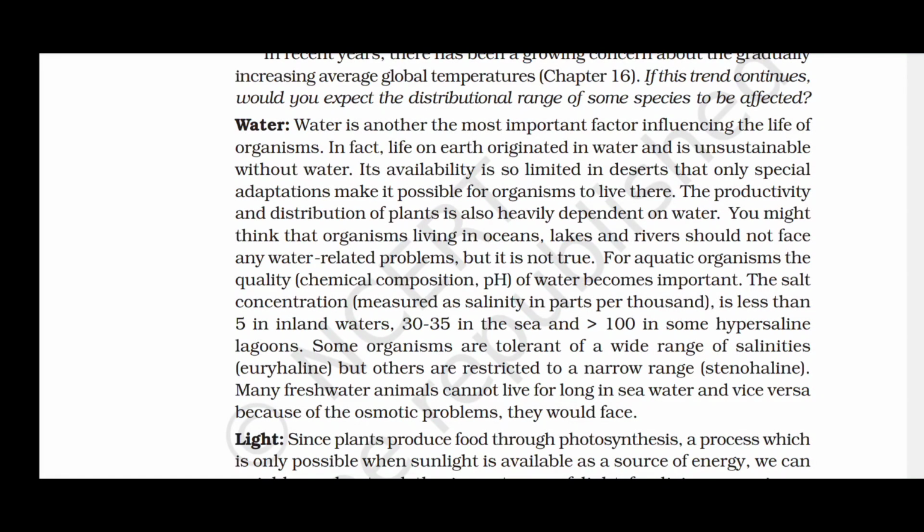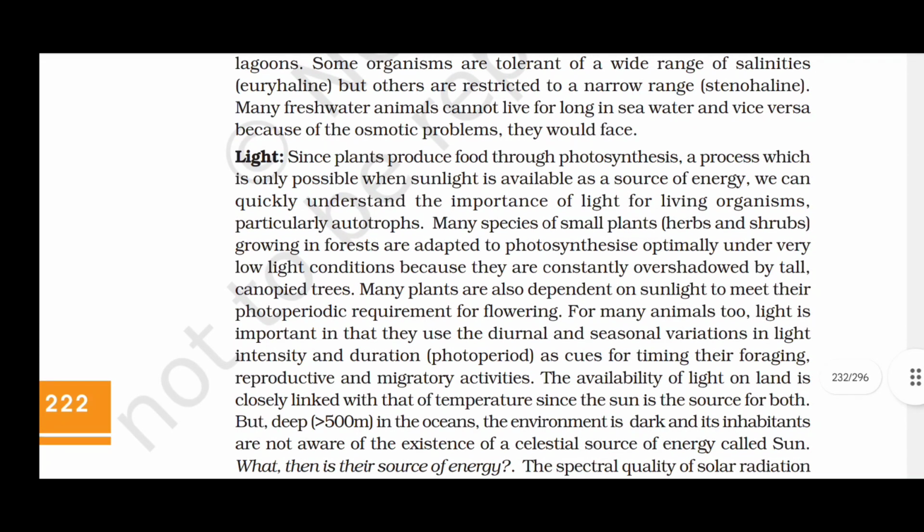Light. Since plants produce food through photosynthesis, a process which is only possible when sunlight is available as a source of energy, we can quickly understand the importance of light for living organisms, particularly autotrophs. Many species of small plants, herbs, and shrubs growing in forests are adapted to photosynthesize optimally under very low light conditions because they are constantly overshadowed by tall canopied trees. Many plants are also dependent on sunlight to meet their photoperiodic requirement for flowering.